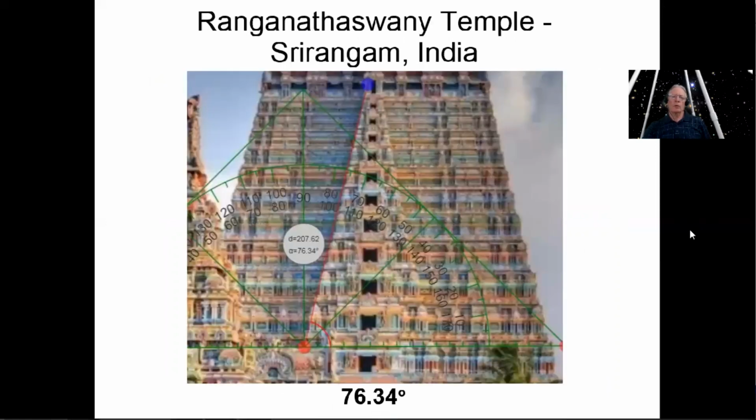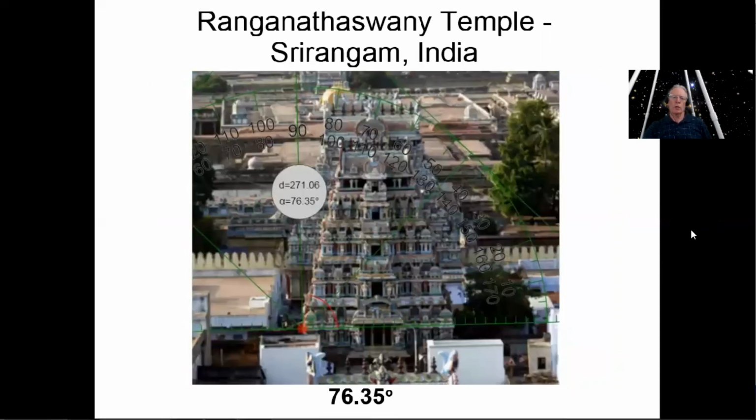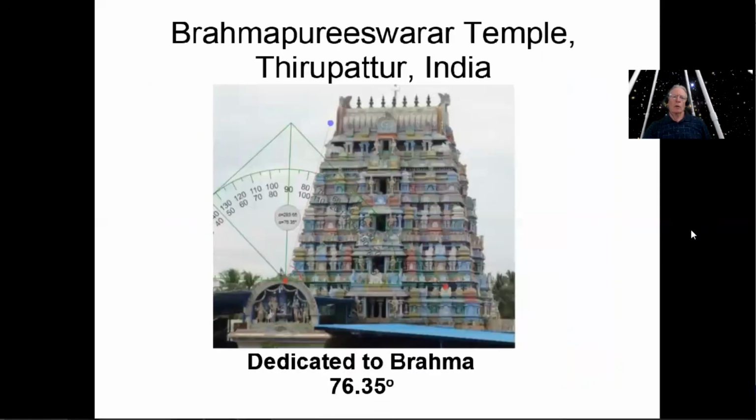Here's the Ranganathaswamy Temple in Srirangam, India, the largest functioning Hindu temple in the world, 76.34 degrees. And one of the minor temples in that complex, 76.35. Here's the Brahmapureeswarar Temple, Tirupattur, India, dedicated to Brahma.